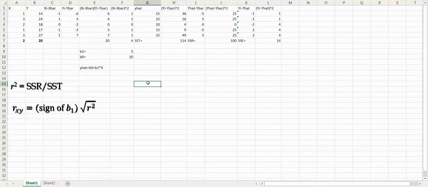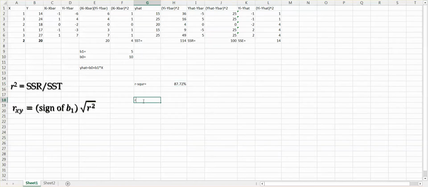So, based on what we get from SSR and SST, we get R squared equal to SSR, which we got as 100, divided by SST, 114, and we got 0.87719292. But normally we will convert it to a percentage and keep two decimals. So 87.72% of the variation in y is explained by x.